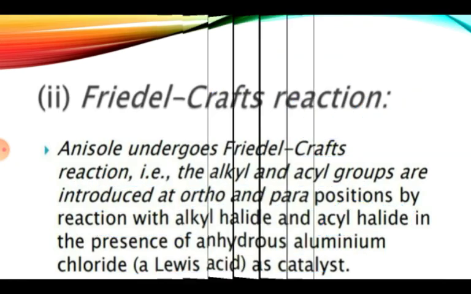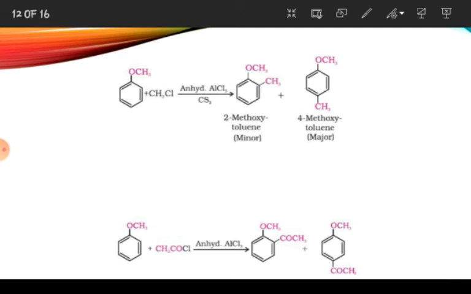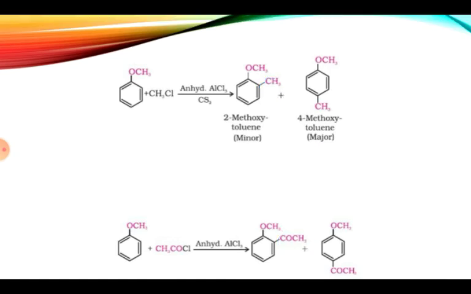Now let us see the reaction. See what is happening in the first reaction. This is anisole, and we are introducing a CH3 group. So it will be an alkylation reaction, and we will get 2-methoxytoluene and 4-methoxytoluene, and the para product will be major. In the second case, we are doing acylation, because the introduction of the COCH3 group is known as acylation. In this also we will get two products, ortho and para, and the para product will be the major product.